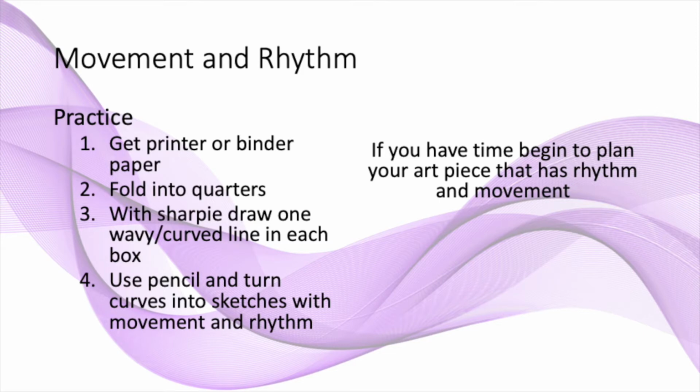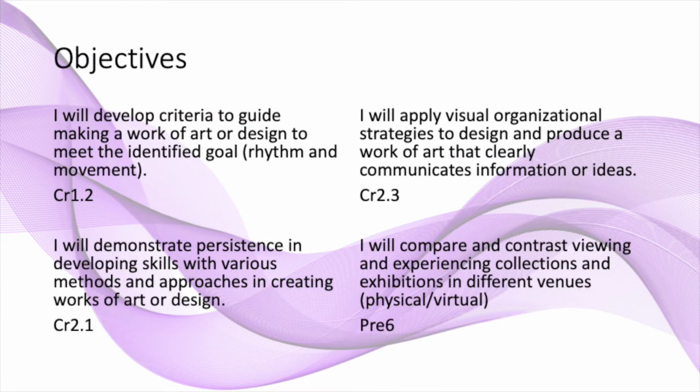So today we are just going to practice movement and rhythm. So I want you to get a printer paper or binder paper or even just the back of an old assignment that you don't need anymore. You will fold this paper into quarters and then take a Sharpie and make a curved or wavy line, one in each section. Then you will take your pencil and you will turn those lines into something that's moving. You have quite a few objectives for this project. It will take a few days to get through.